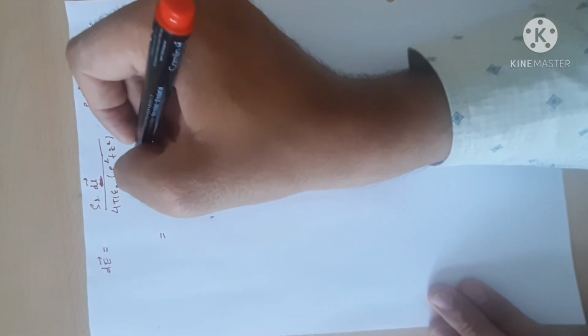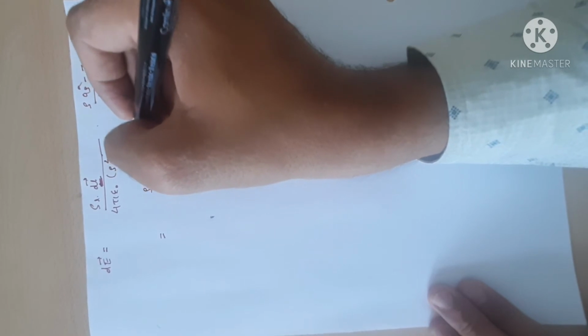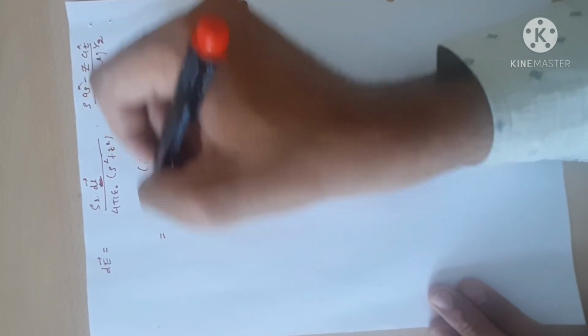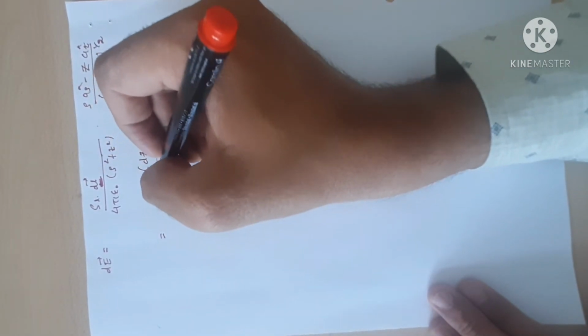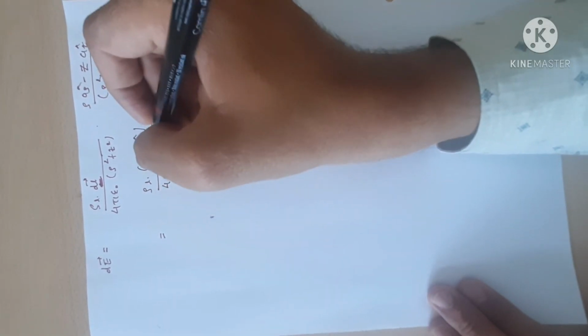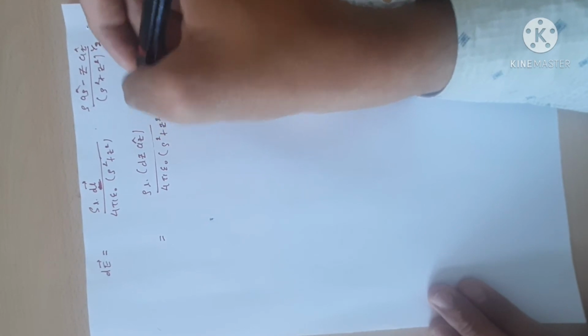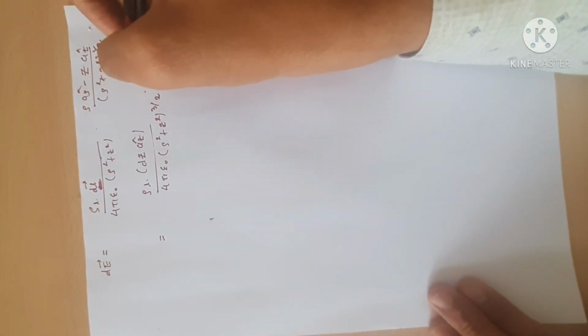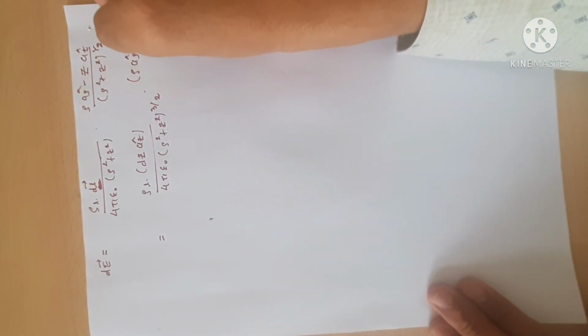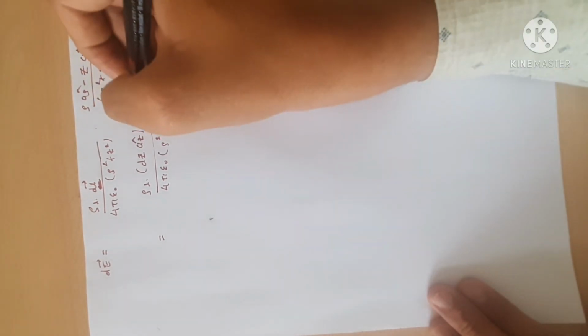dl means it is dz into the az unit vector. Why? Because my wire is present on the z axis. Okay, rho square plus z square raised to 3 by 2, into rho arrow minus z az. Now this is a simple dot product.